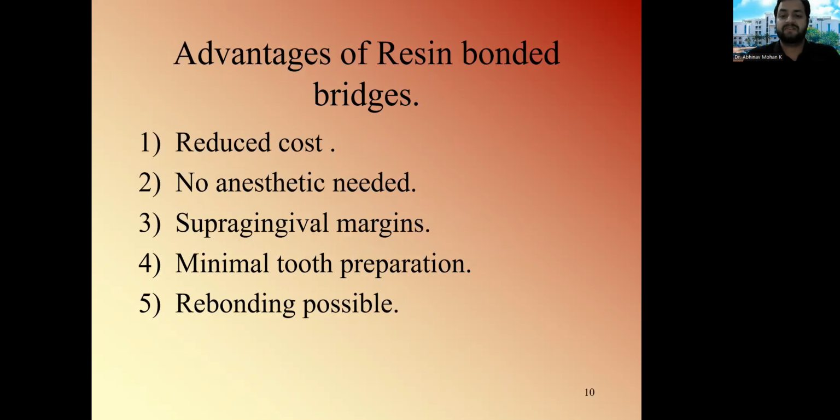So what are the advantages of resin bonded bridges? Definitely, when you compare to the conventional procedures or the financial aspects of implants, it has a reduced cost. And we don't have much of an anesthetic procedure here, since if you're doing a vital tooth preparation, the abutment is vital. We may require to anesthetize the tooth in order to reduce the sensitivity when the dentin tubules are exposed or enamel has been reduced. The enamel is reduced, with supragingival finish lines, no need for better accessibility, and minimal tooth preparation.